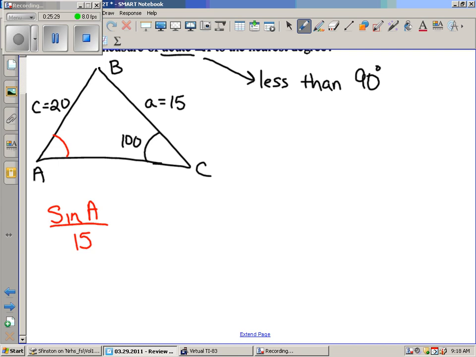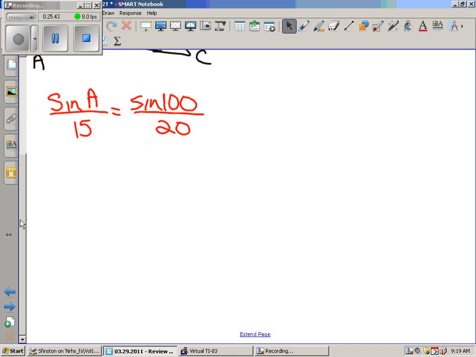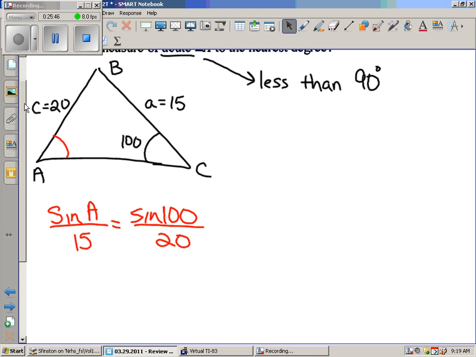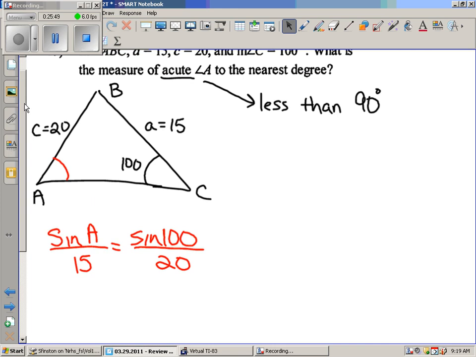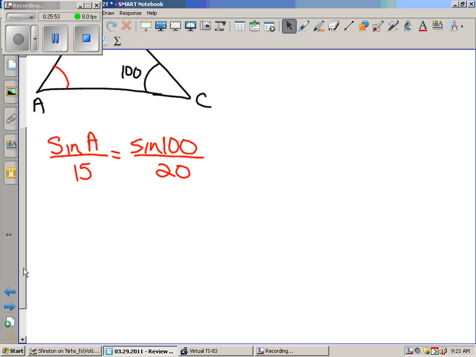Sine of A over 15 is equal to the sine of 100 over 20. Now I showed this in the other class. Actually, let me hold up a minute. Do you guys need a chance to take that down, or you're okay? Okay. All right, let's do this. So here's what I showed in the other class.